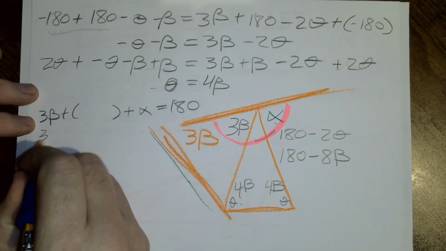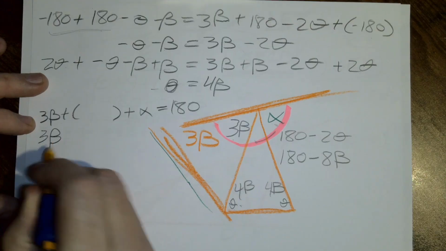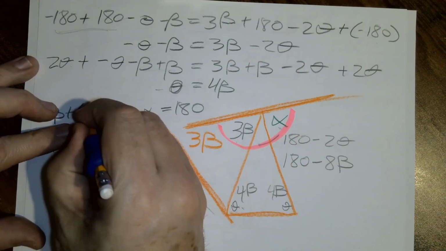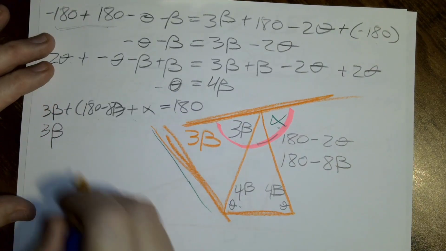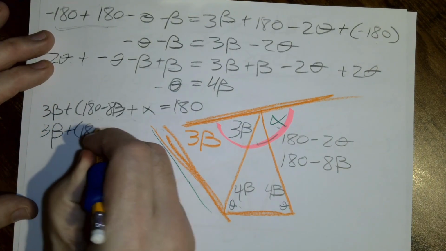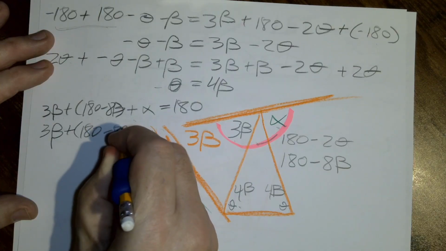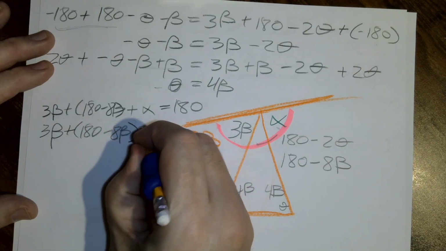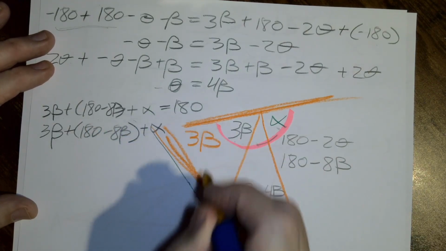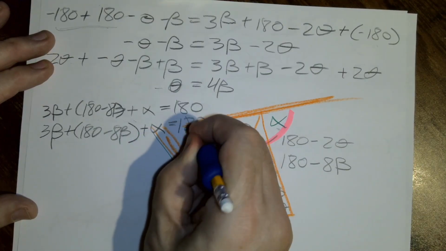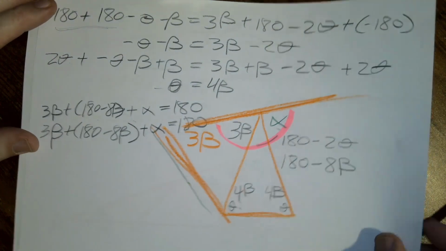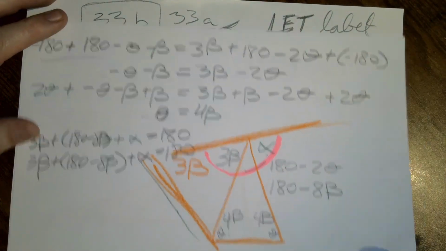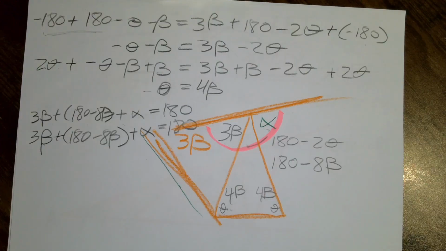So 3 beta. Okay, we'll take the parentheses off of this. This is 180 minus 8 beta. So it's 3 beta plus 180 minus 8 beta plus this alpha equals 180. I ran out of space. This is a sloppy mess. I should get another piece of paper.